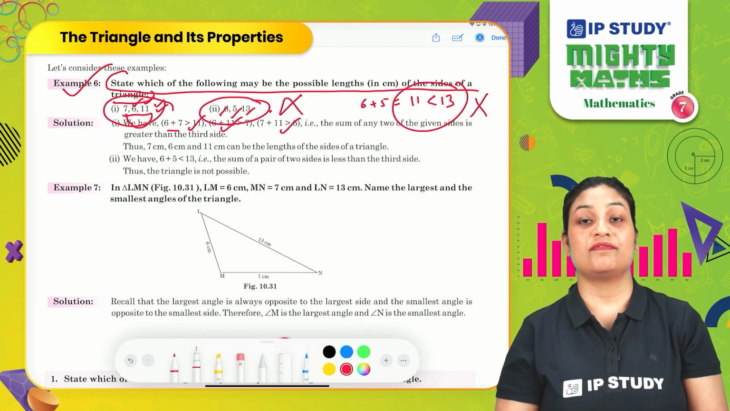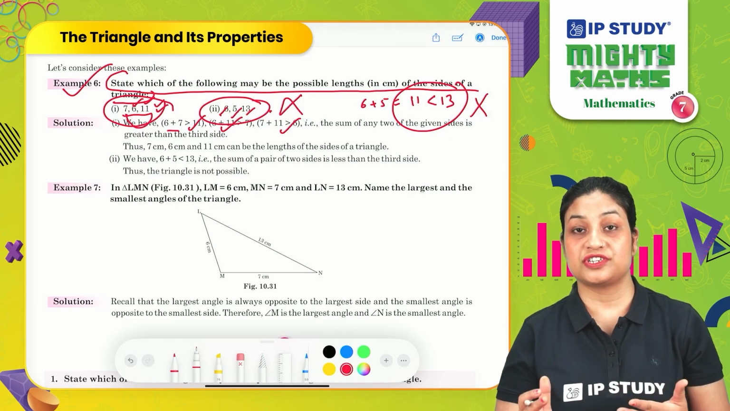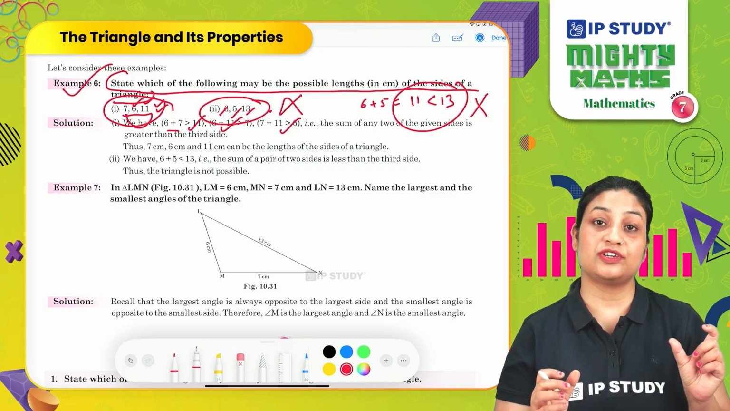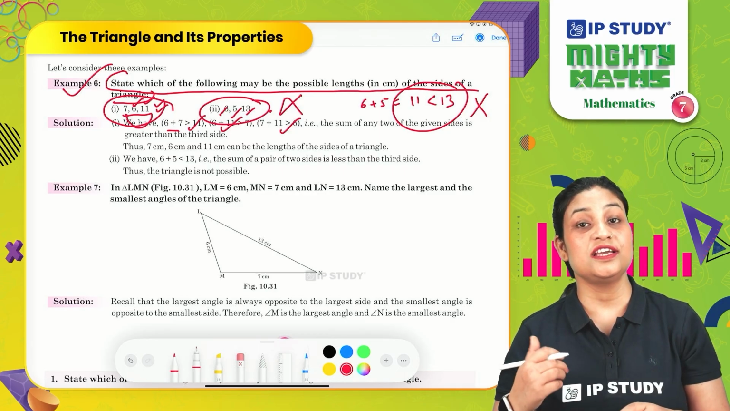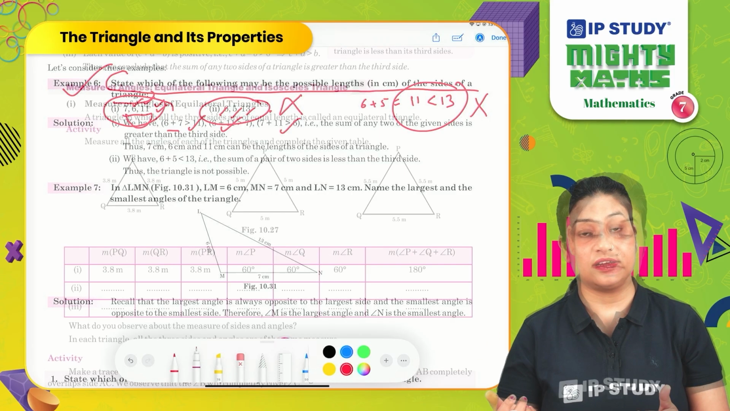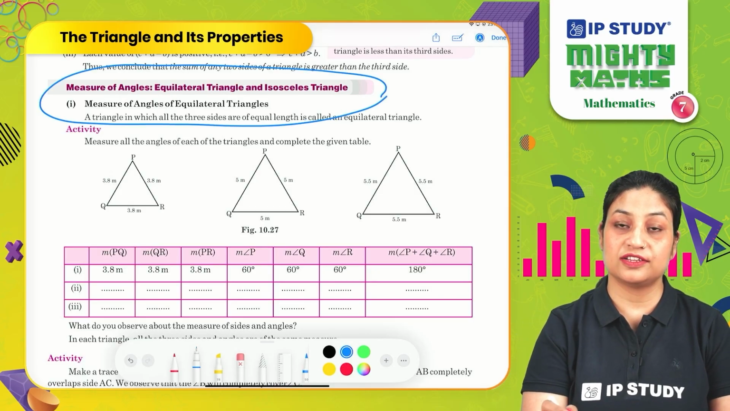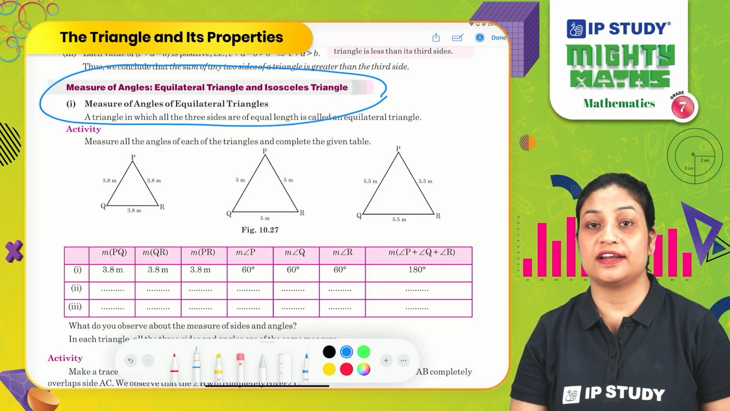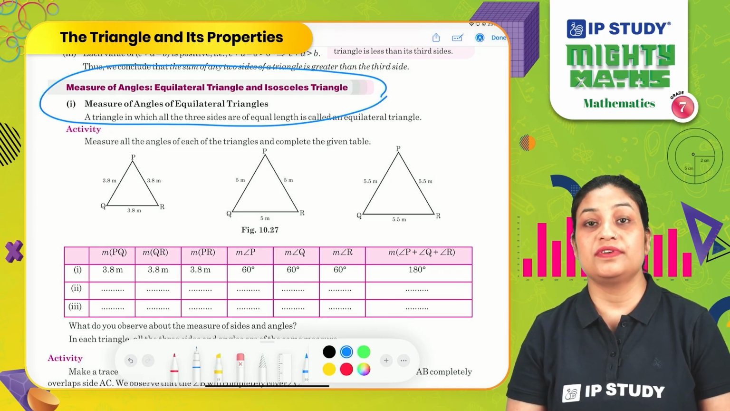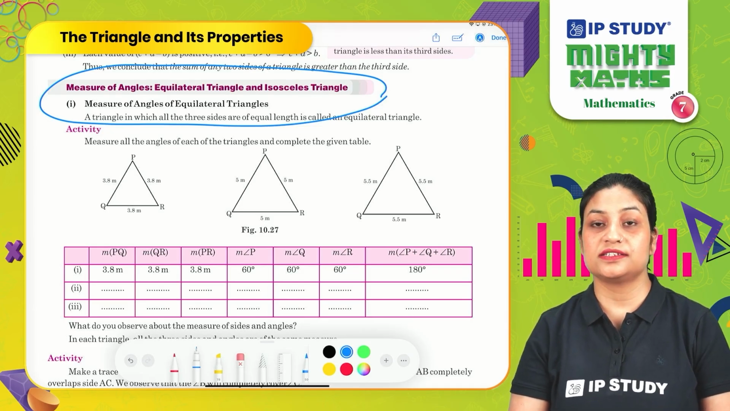So I hope you have understood the property of inequality of a triangle, which says that the sum of two sides is always greater than the third side in any triangle. So let's move on to the next topic. The next topic is measure of angles of an isosceles triangle and an equilateral triangle. So students, we have already discussed these triangles in the previous grade.